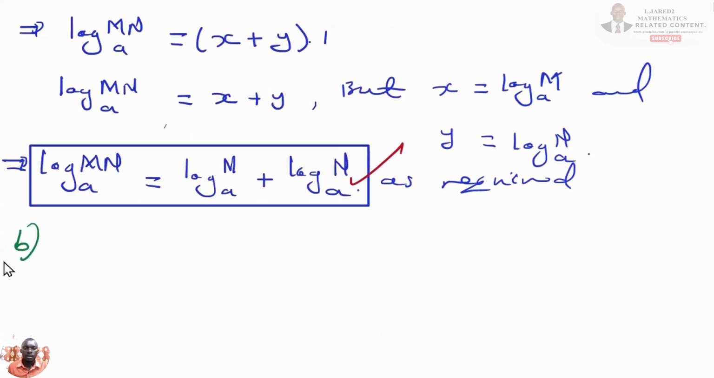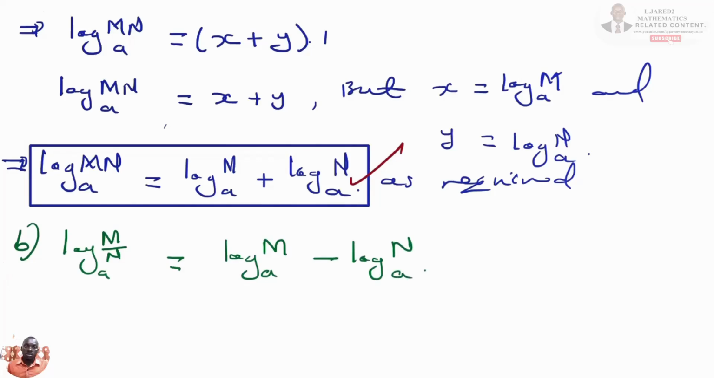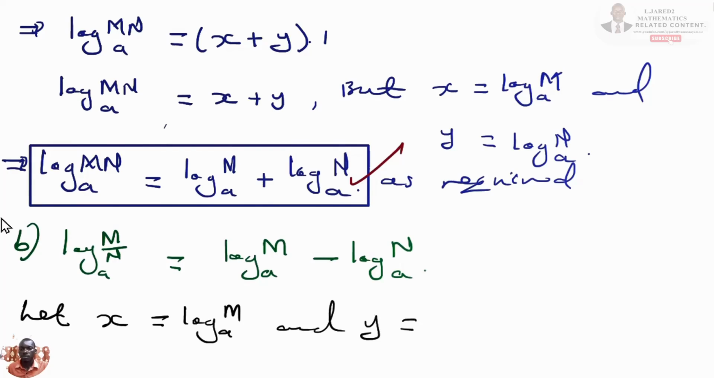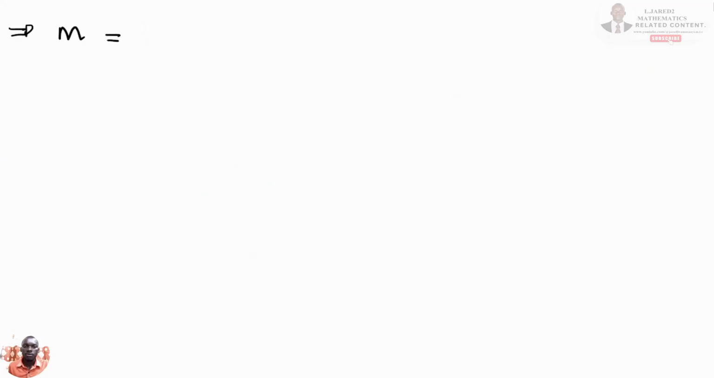So for part B, we are required to show that the log of m divided by n to base a is the same as having the log of m base a minus the log of n base a. So this is how we are going to do it. We also start by letting x be equal to the log of m base a and y be equal to the log of n base a. So this implies that m equals a raised to power x. Let us make this equation 1. And also n equals a raised to power y.